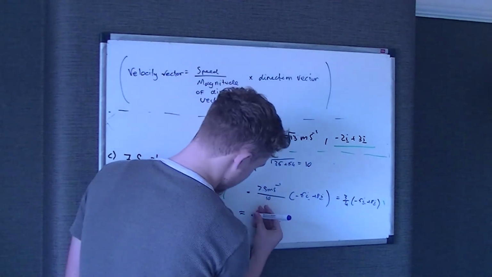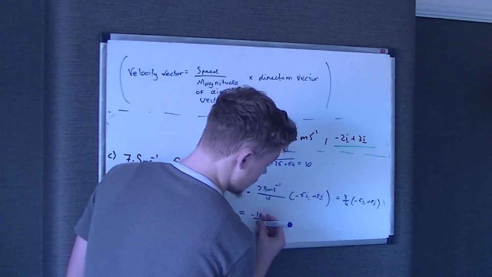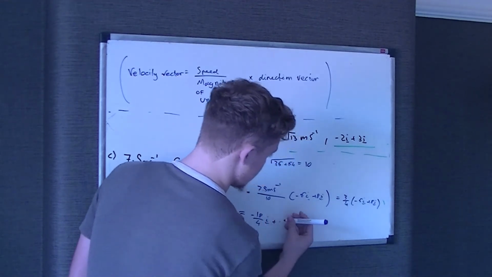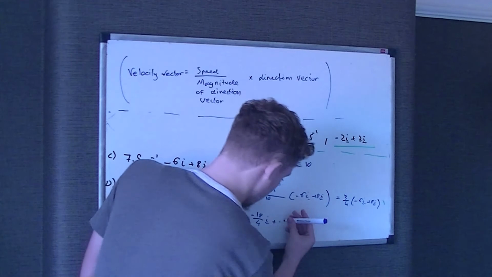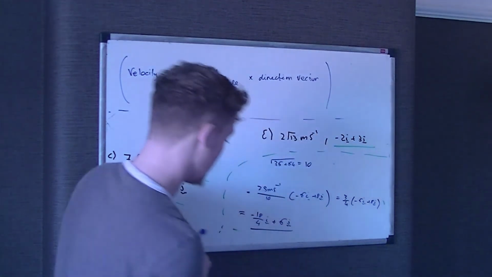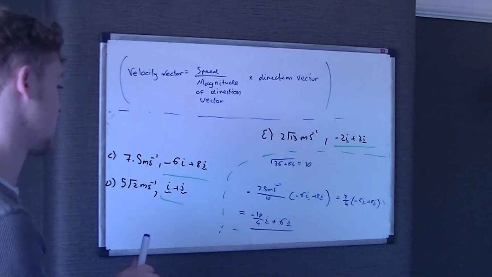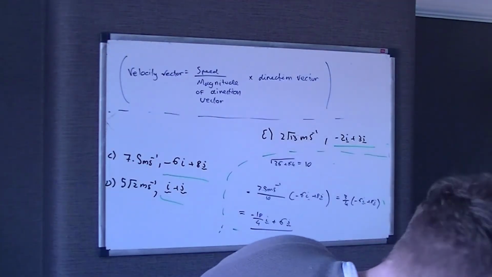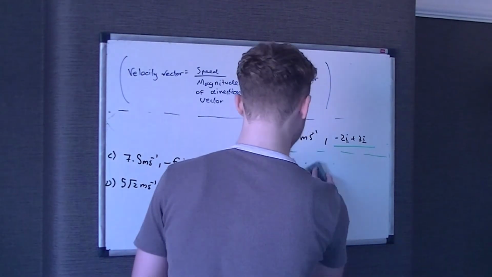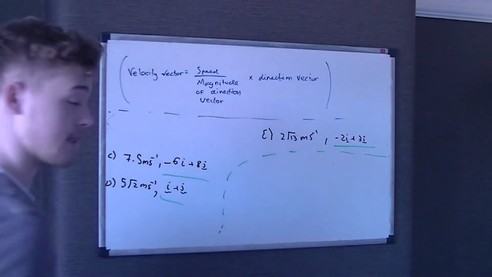Anyway, so that's minus 18 over 4 i plus 8 times 3, which is 24, over 4 plus 6 j. Okay, so that's your answer for C. So you can see we're getting quite a nice idea going. I mean, once you're getting the swing of it, these become very easy indeed.